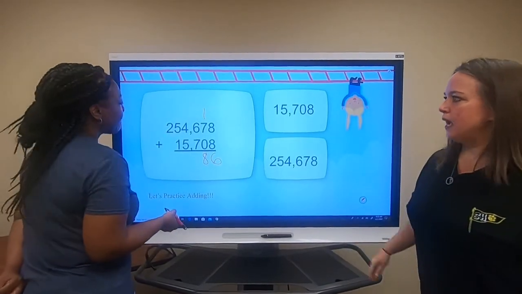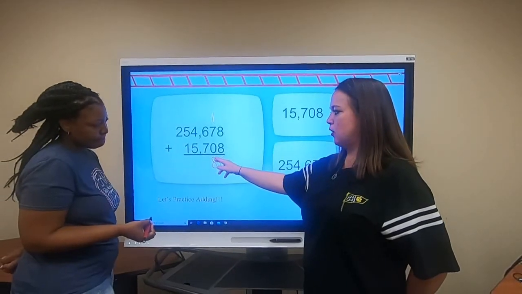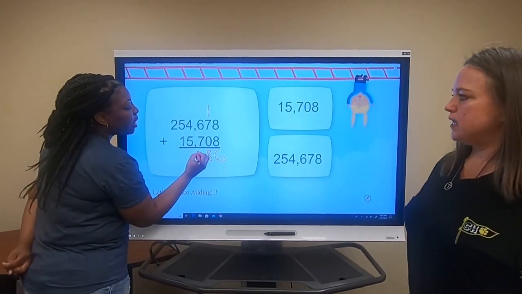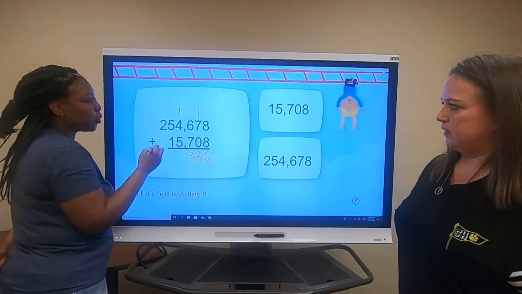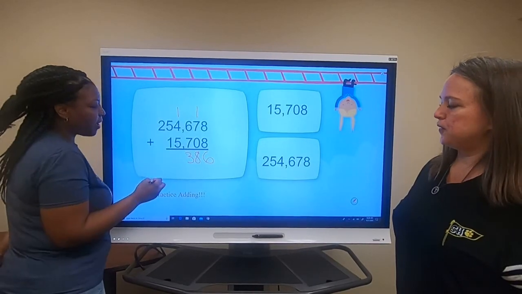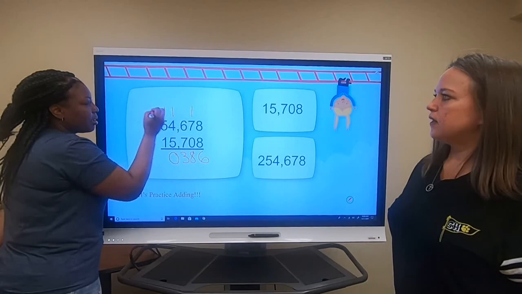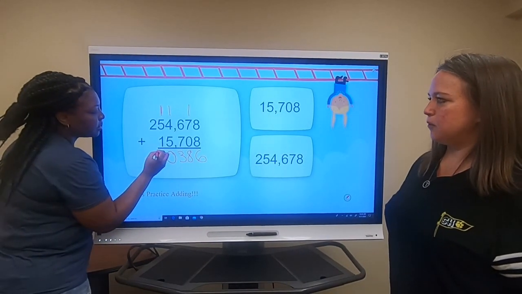No, because when you added that 110 plus the 710, you only had 8 tens. So, 8 tens can just go right there. 6 plus 7 is? 13. I'll write my 3. I carry my 1. 1 plus 4 is? 5. 5 plus 5 is? 10. I'll write my 0 and I carry my? 1. 1 plus 5 is? 6. Plus 1. Equals 7.